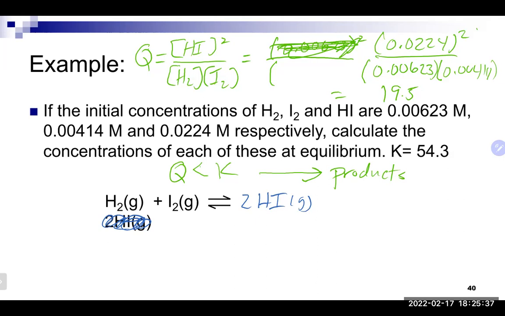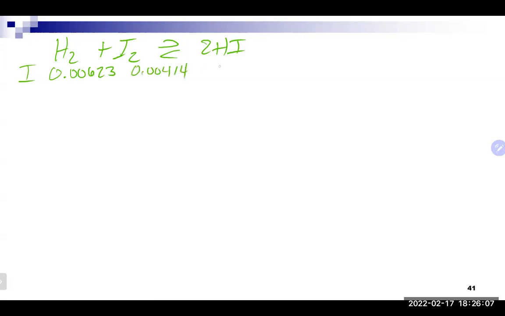Okay, so now we could get into this problem. I don't know if we want to, but we can. Let's try it. All right. So we're going to do our ice table here, and that's going to give us H2 plus I2 going to 2HI. Initially, for our H2, we got 0.00623. For our I2, 0.00414, a little bit bigger, and 0.0224 for our HI.